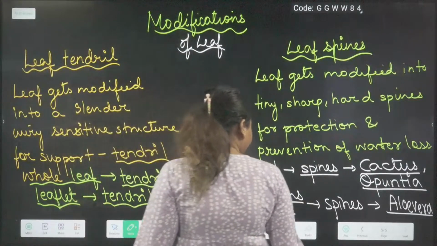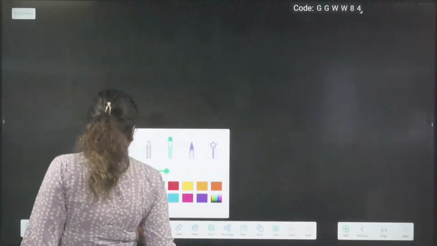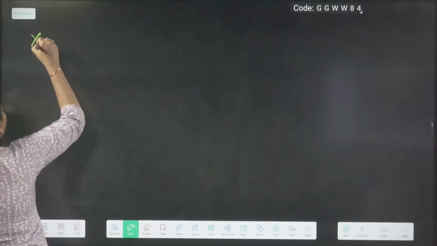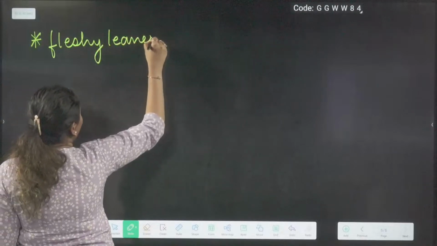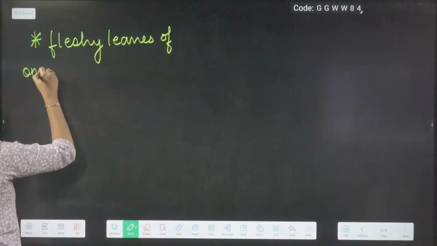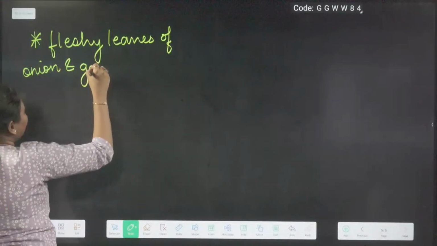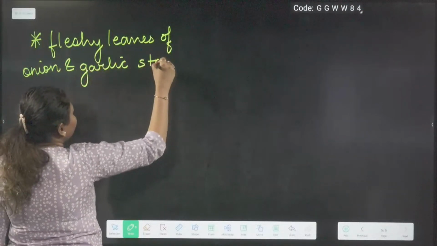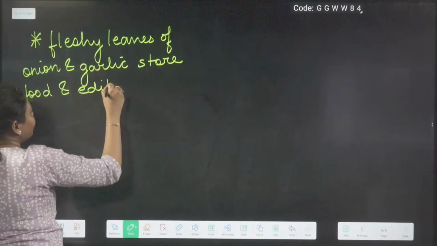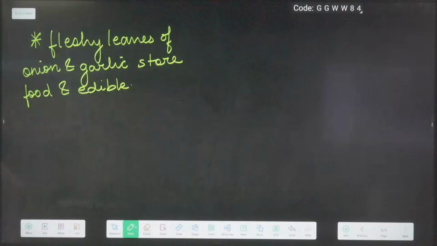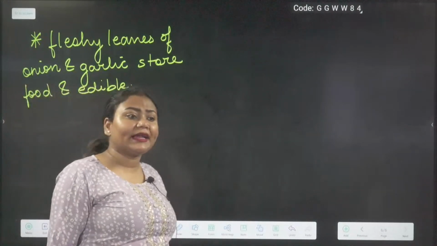Now, the third modification. The bulb of onion and garlic is stem, but what you eat is the fleshy leaves of onion and garlic. They store food and are edible. Onion and garlic are stem. So if it is stem, it will also have what? Leaf.